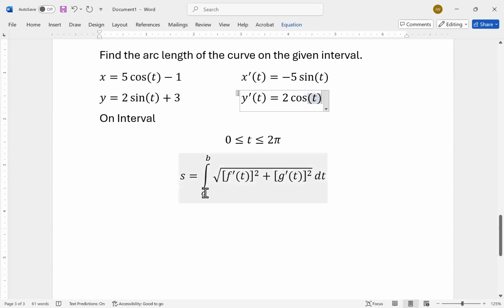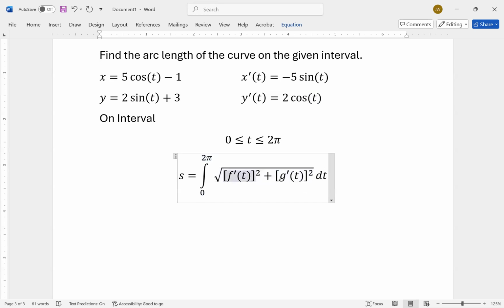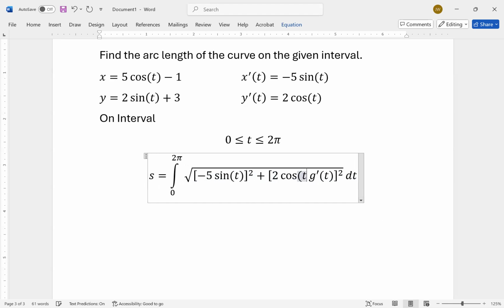When I put that into the formula, I get integration from 0 up to 2 pi. And we're integrating the square root of the quantity -5 times the sine of t squared plus 2 times the cosine of t quantity squared.